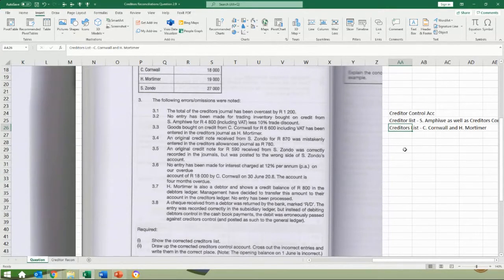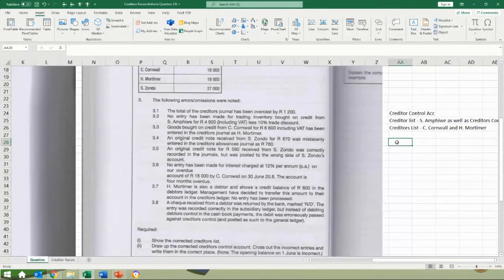Then number 4, an original credit invoice. Do you have a question? Yes, ma'am. I just wanted to ask for 3.3, does this mean we are going to take out 6.6 and add it to Cornwall? Yes. Oh, okay. Thank you.